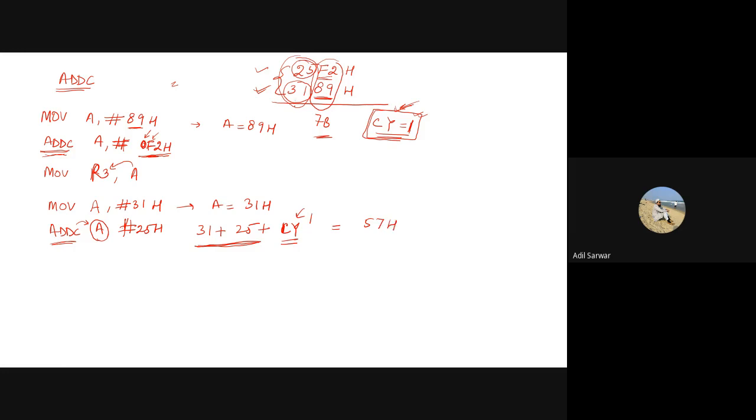So if I add these two numbers, what would be the answer? It would be 577BH. The upper 8 bits, 57, are stored in A here, and the lower 8 bits are stored in R3. So please let me know whether you understood this process of adding two 16-bit numbers or not. Or if you have any doubt, let me know.